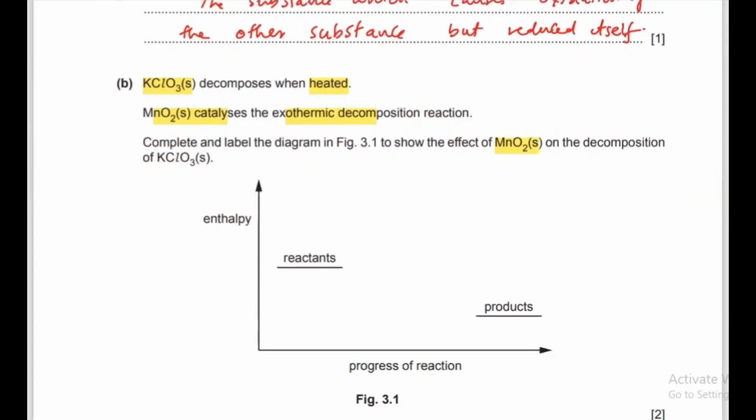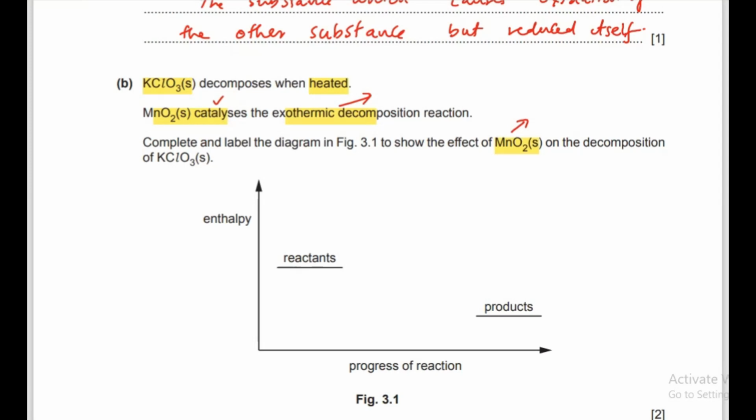And then potassium chlorate decomposes when heated. MnO2 is a catalyst. The exothermic decomposition reaction. Complete and label the diagram. Figure 3.1 shows the effect of this. Exothermic decomposition means that the products must be below the reactants. And if MnO2 is a catalyst, it will reduce the activation energy.